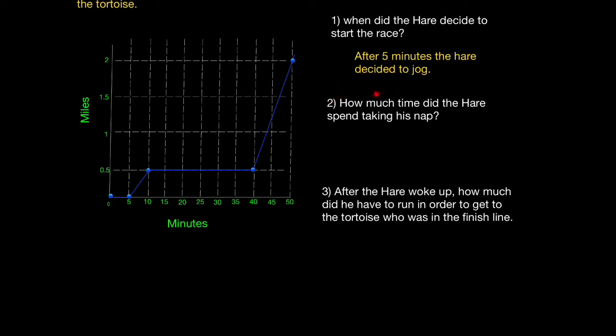Moving on, how much time did the hare spend taking his nap? So we know that the hare took his nap from this interval right here, beginning at 10 minutes and ending at 40 minutes. So to get the time, we have to count this. From 10 minutes to 40 minutes, the hare should have spent half an hour sleeping, right? Because 10 plus 30 will give us 40. So here we can say that he spent 30 minutes napping.